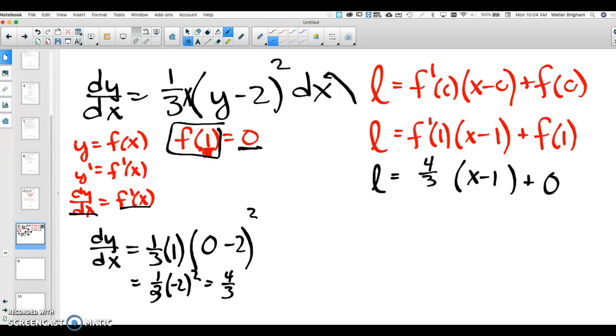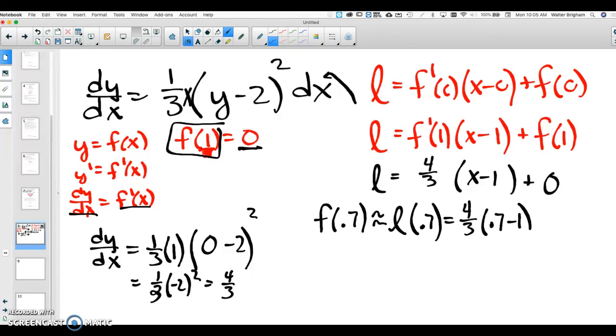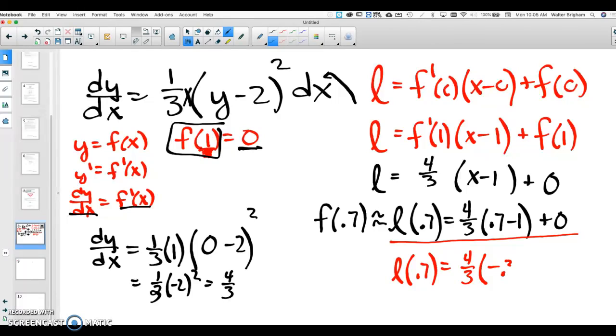And they asked me to use that information to approximate f of 0.7. Well, f of 0.7 is approximately L of 0.7, which is equal to 4/3 times (0.7 minus 1) plus 0. Do I need the plus 0 on there? No. I just put it there. You can stop here. You don't have to go any farther than this on a non-calculator question. If you feel the need to go farther, make sure you don't mess up. L of 0.7 equals 4/3 times negative 0.3. We're going to leave it like that. We're not going to go any farther from there.